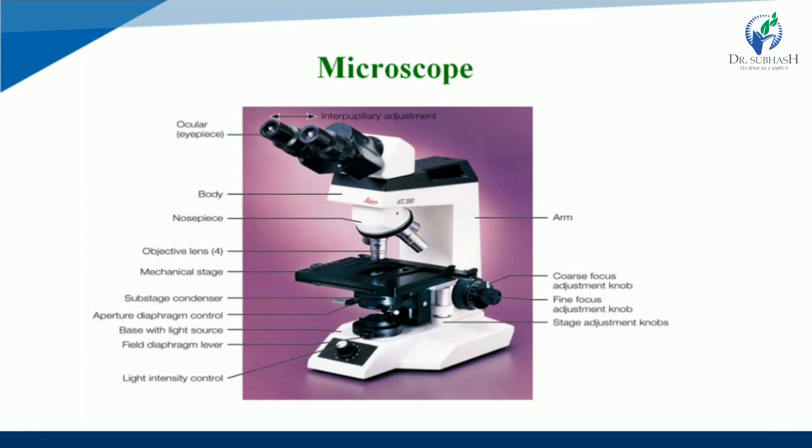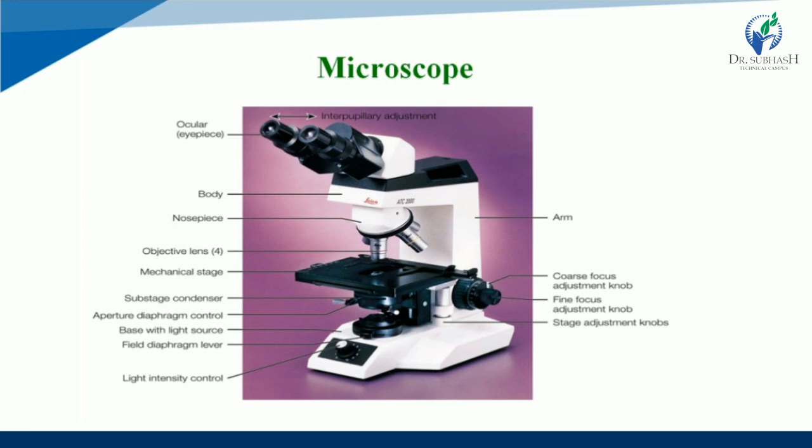Mechanical stage is present, that is black color. After mechanical stage, sub-stage condenser is present. Below mechanical stage, sub-stage condenser is available. After substage condenser, diaphragm control is present. After diaphragm control, base with light source as well as field diaphragm lever is present, and last one is light intensity control. On another side, white color arm is present.